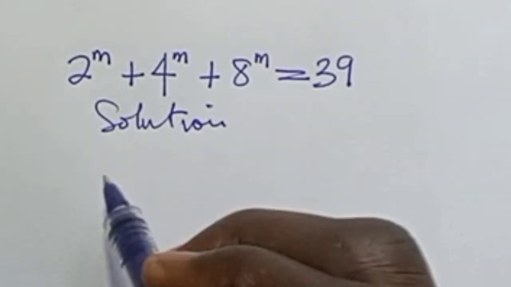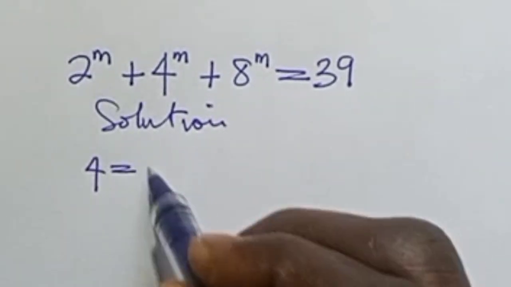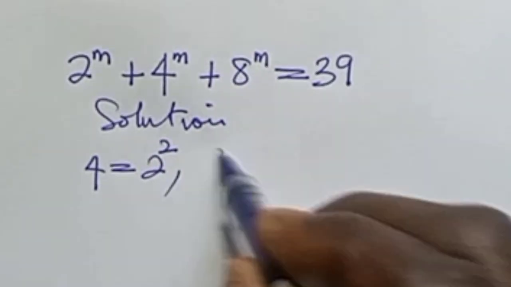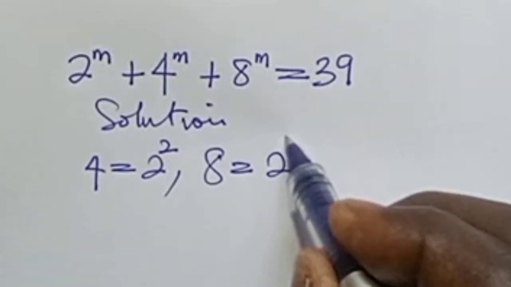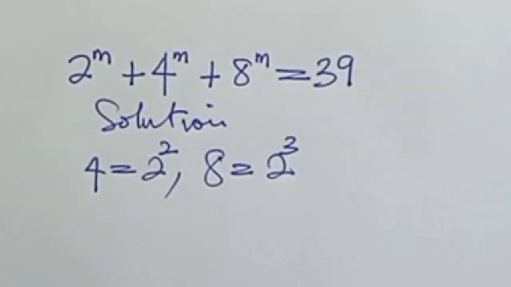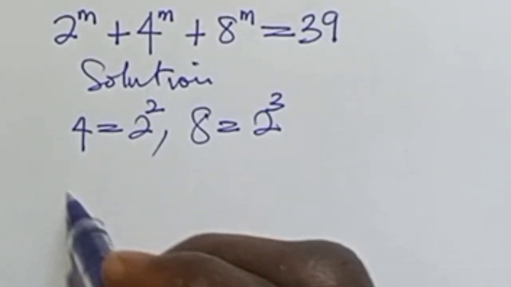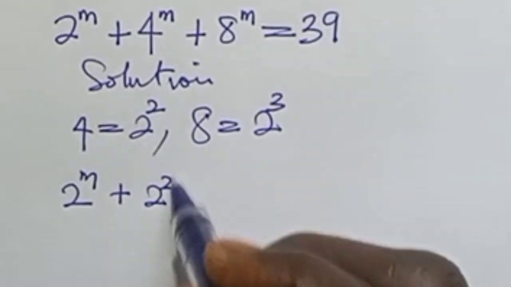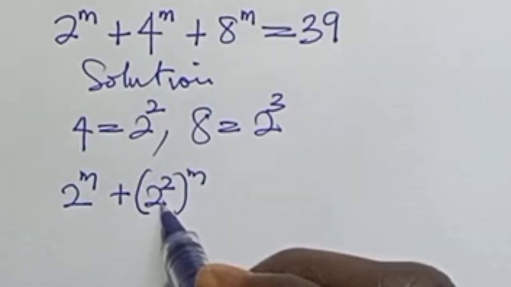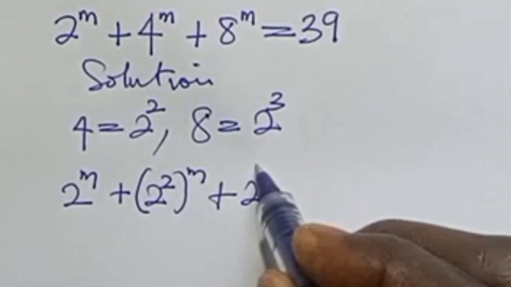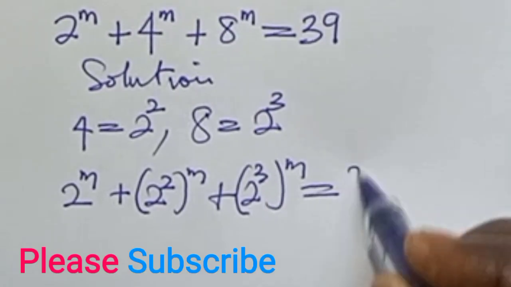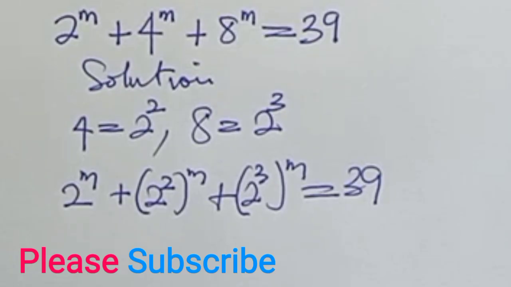So recall that 4 can be written as 2 to the power of 2, and 8 can be written as 2 to the power of 3. So if we replace this, our equation will become 2^m plus (2^2)^m, which is 4, plus (2^3)^m, that is for 8, is equal to 39. And we're very fine.